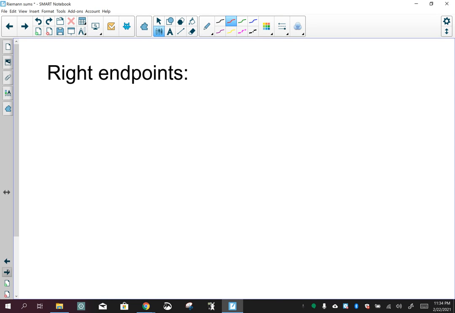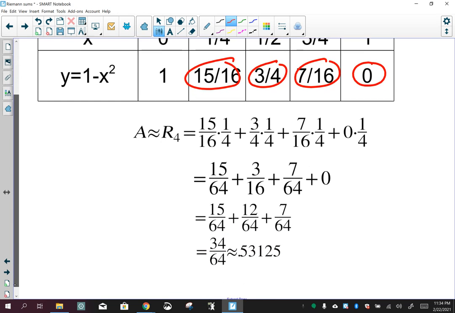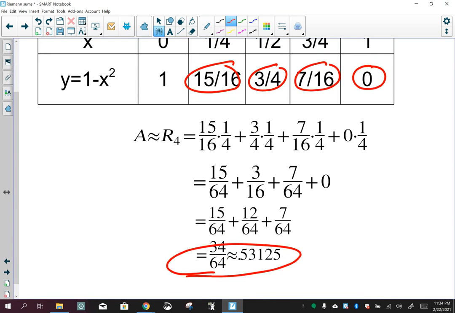When I do my right endpoints, I'm going to use the same table, except now I'm doing right. And I don't care about the first one. So the same thing, I'm going to walk it all the way through, and I wind up with that piece right there.